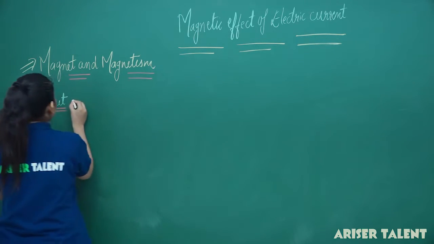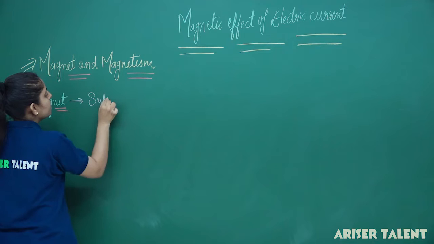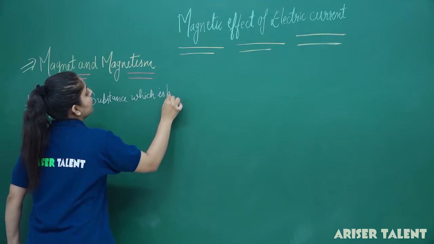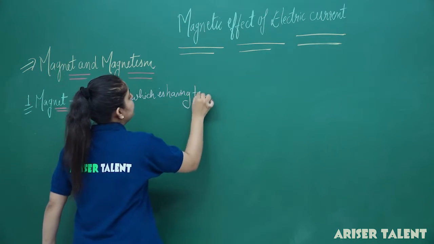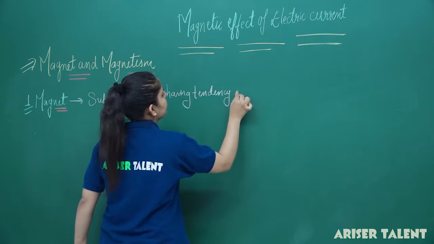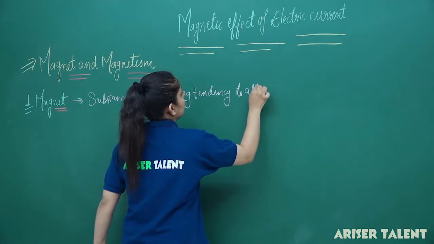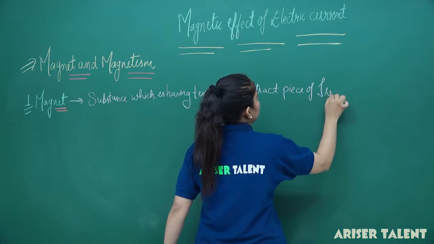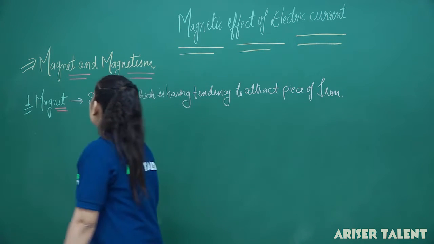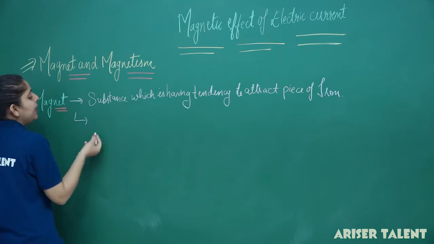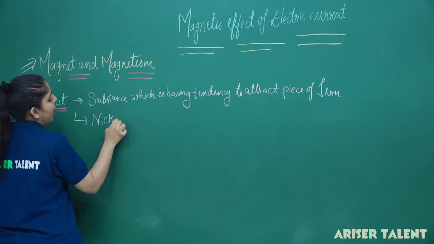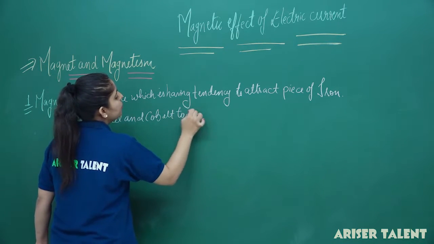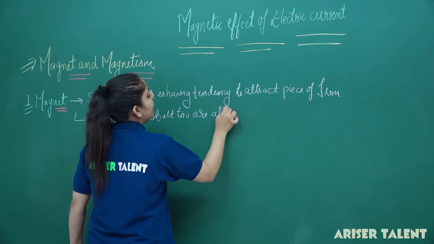So a magnet is a substance which has a tendency to attract a piece of iron. The material which a magnet can attract is not only iron, it can attract nickel and cobalt also. Nickel and cobalt too are attracted by a magnet.